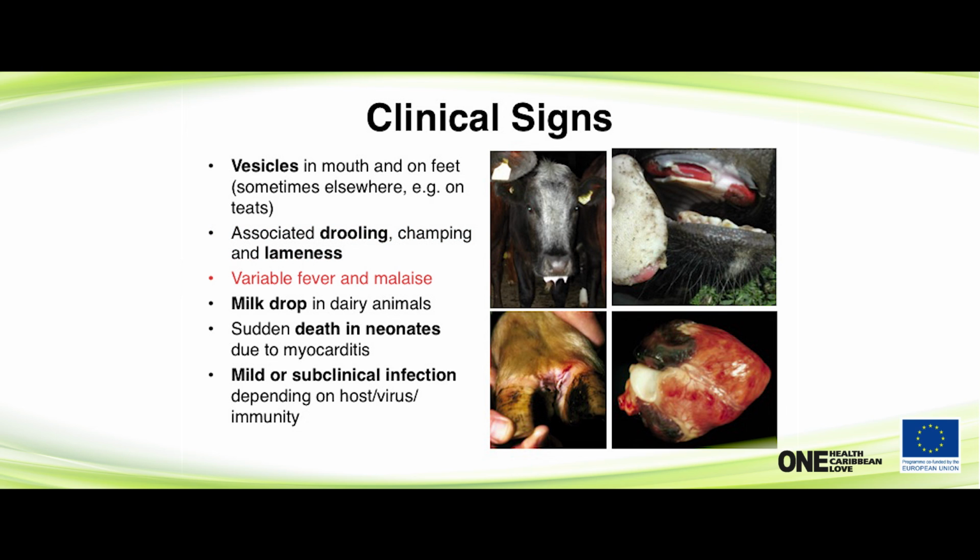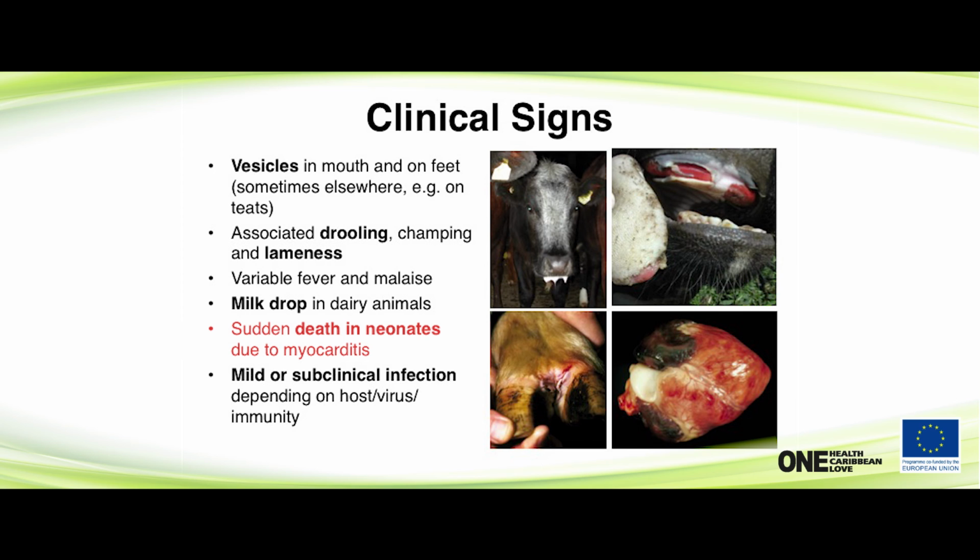You get a variable fever and malaise, which tends to be associated with the viremia at the early stage of infection. You get a profound milk drop in dairy animals, which is very severe and can lead to loss of most of milk production for that lactation. And you can also get secondary mastitis and problems thereafter.